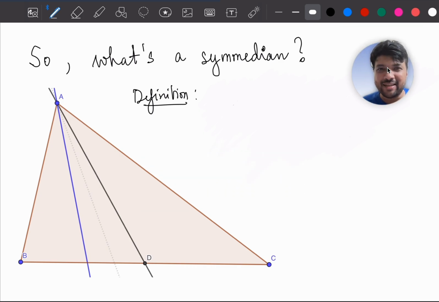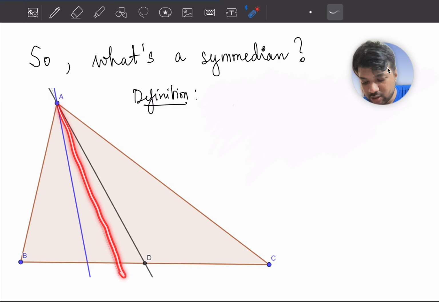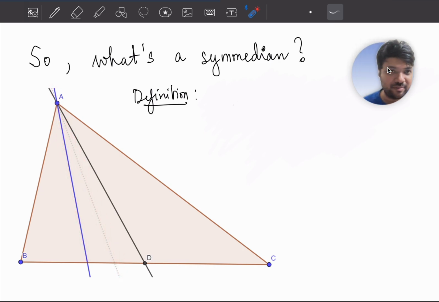So what is a Symmedian? A Symmedian is the reflection of a median in the angle bisector. Okay, so let's see that here in action. So if a median, you see the median AD, is reflected in the angle bisector, we get this blue line, which is the Symmedian. All right, so let's actually write it out.